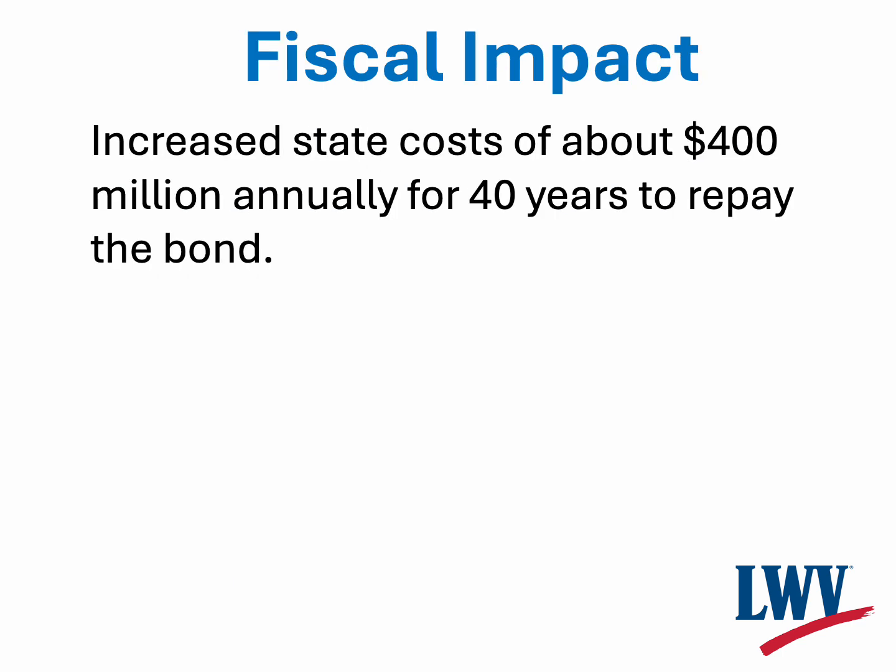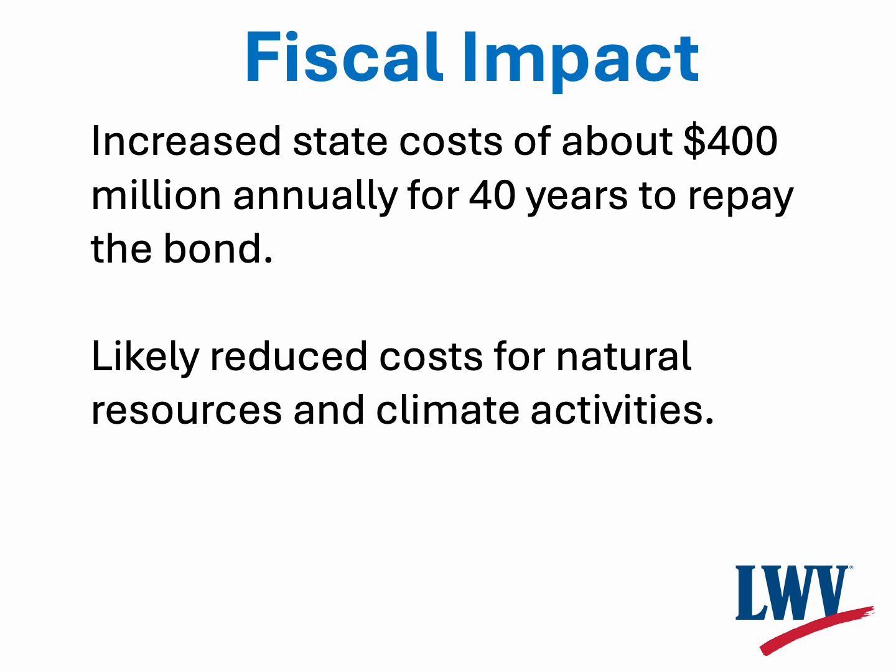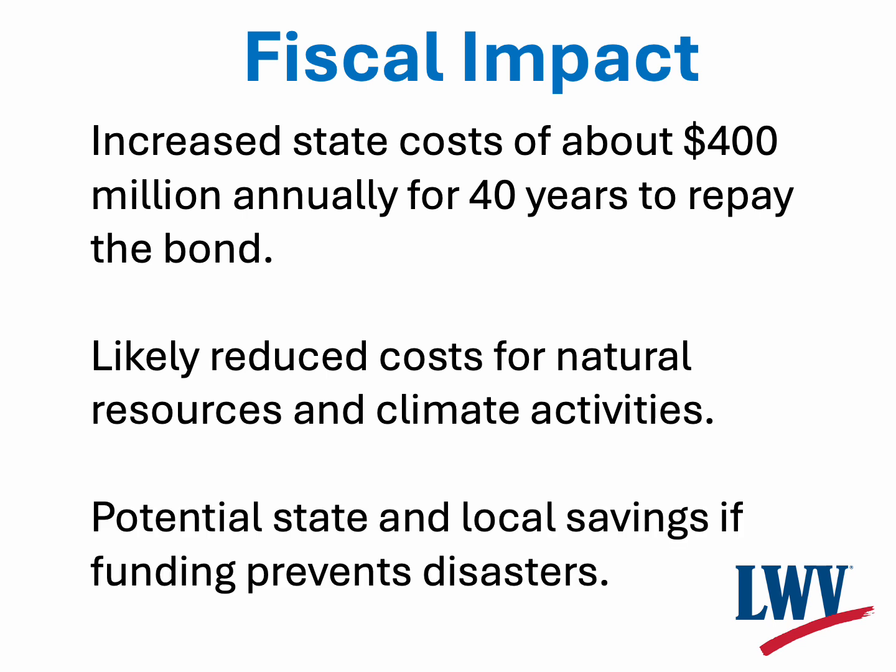If Proposition 4 passes, the state will incur increased costs of about $400 million annually for 40 years to repay the bond. Payment would come from the state general fund, and this would be about 0.5% of the state's general fund budget. In some cases, the additional state funding could replace local government money that would otherwise be needed for local projects. It could also reduce state and local costs for responding to and recovering from natural disasters.